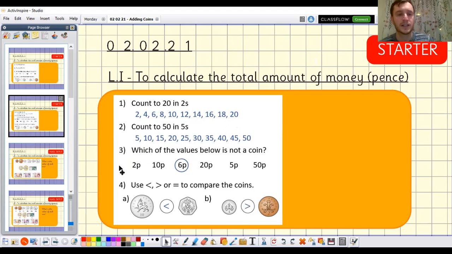There is no such thing as a 6 pence coin, but there is a 2p, 10p, 20p, 5p, and 50p. And the last one, 20 pence is greater than 10 pence, which is why the symbol is facing this way. Remember, if we're thinking about our crocodile, its mouth opens towards the larger value. And 5 pence is greater than 2 pence. Well done if you had a go at those, and well done if you got those correct too.